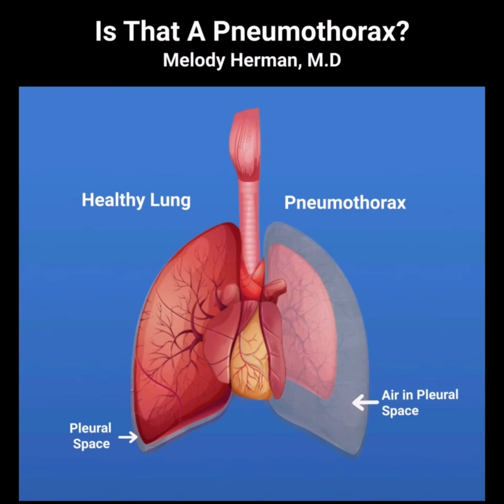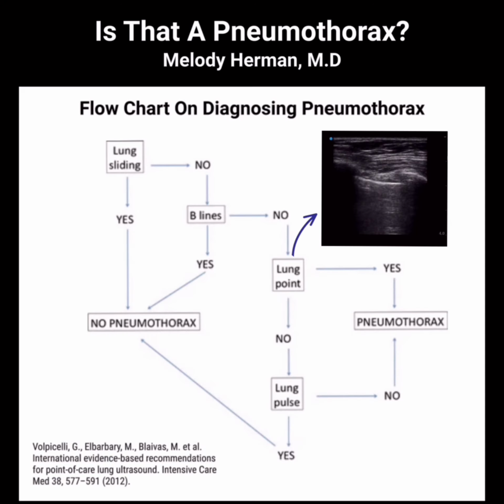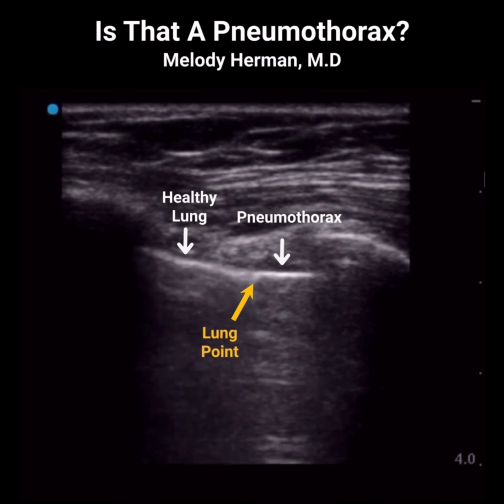A pneumothorax is a collection of air outside of the lung but within the pleural cavity. It occurs when air accumulates between the parietal and visceral pleura within the chest. A lung point is a specific ultrasound sign that indicates the presence of a pneumothorax. It's the interface between the healthy lung and the pneumothorax where the visceral pleura of the lung separates from the parietal pleura of the chest wall.